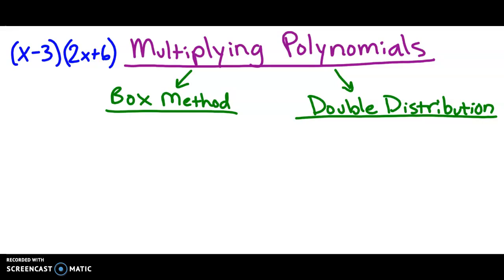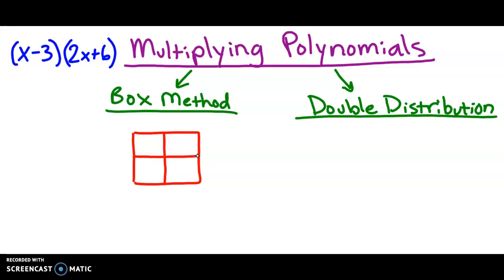So when we're multiplying polynomials, we have two methods we can go about it. I'm sure you have a favorite. One of them is the box method. So with the box method, we draw a box. In this case, it is a 2 by 2 because we do have a binomial times a binomial.